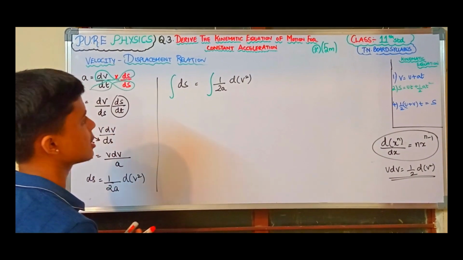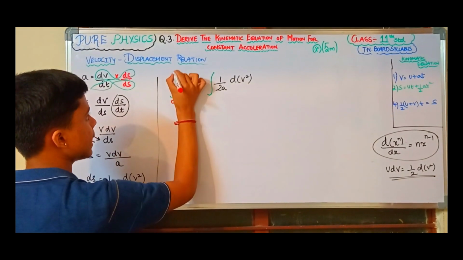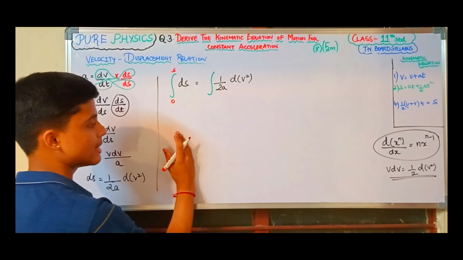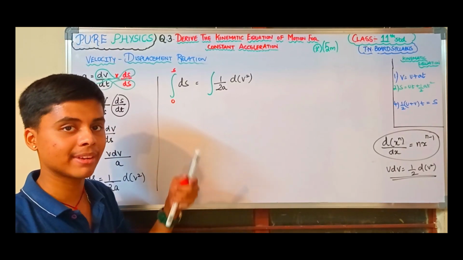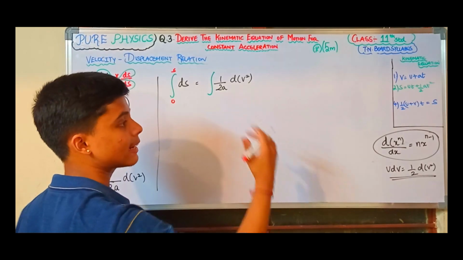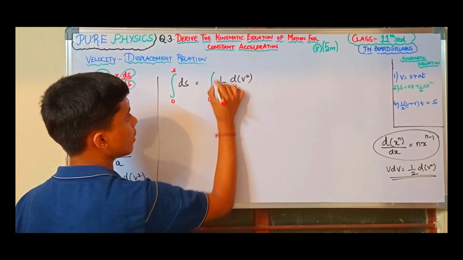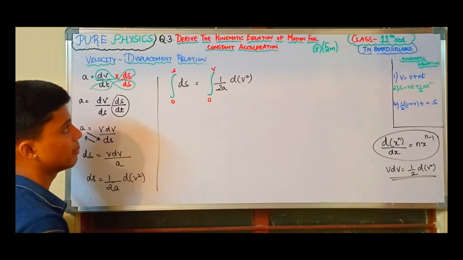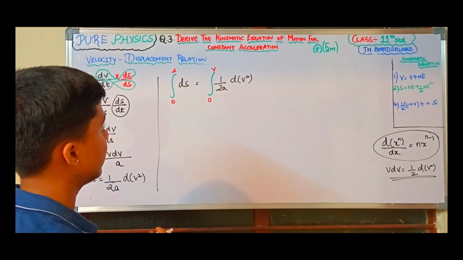If I apply the limits, what will be the limits? For ds, the limits will be 0 to s, and for velocity, my limit will always be initial velocity to final velocity, because the object is moving on a straight line where the velocity at time t equal to 0 is called the initial velocity, and the velocity at a later time t is the final velocity. So the starting point is u and the ending velocity is v. So it starts from u and ends at v. Now I'm going to integrate this. How will I do this?